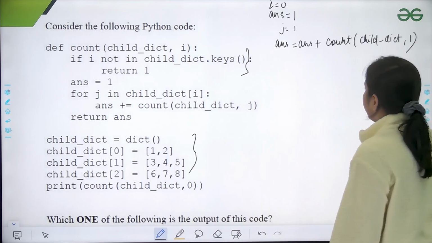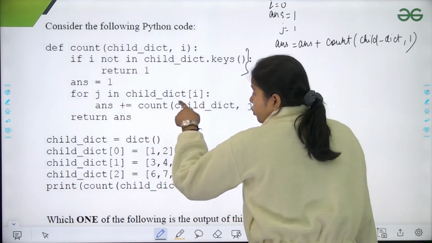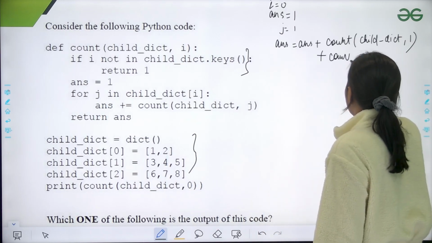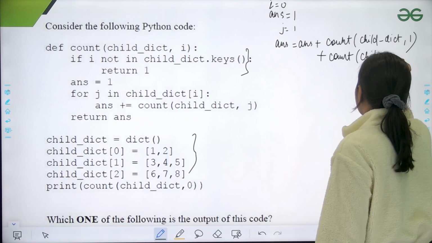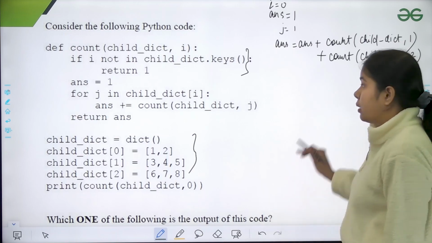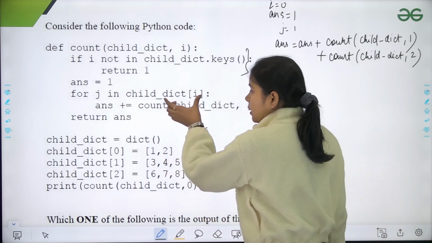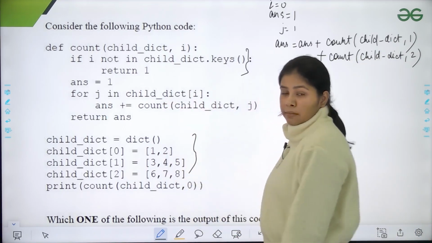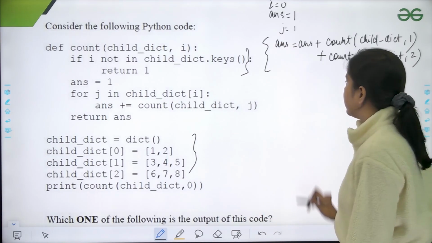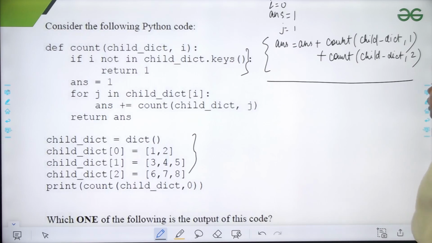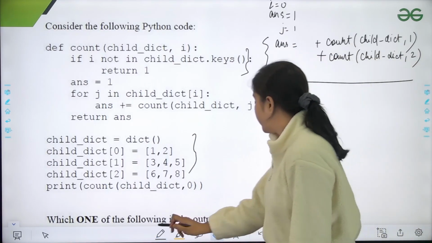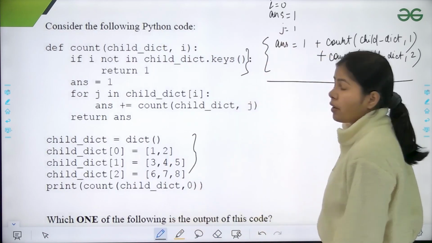It would become 1, and you can see that this is a for loop, so that means it would run 2 times. So that means we'll have value count is equals to child dict, comma 2. So we have to run this 2 times, because in this 0th index we have 2 values, 1 2, right? So it would run for 2 values. So we have one thing here. Now I have to run this function count child dict comma 1 to find out this value, and this answer here is 1. Why is it 1? Because at the start I have the value 1.